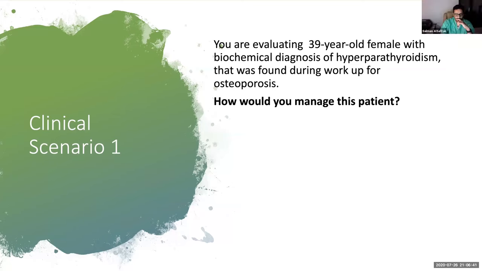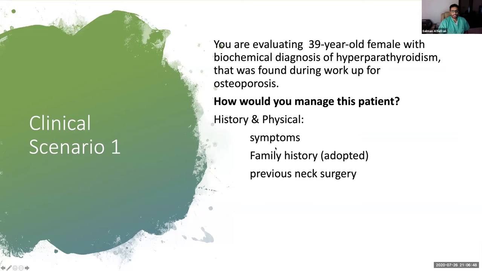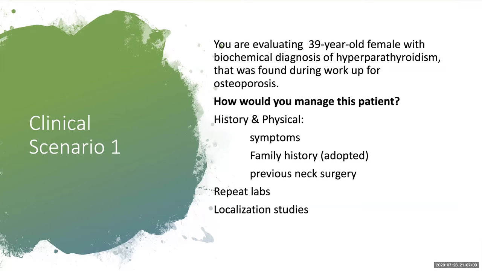Okay, so let's see how many of those you get right. As you mentioned, you're going to take a history and physical, looking for any symptoms, family history, previous neck surgery, and then repeat the labs, as you mentioned correctly. And then you want to do a localization study. You did not mention the localization study. No, I didn't. Okay, I'll give it to you.